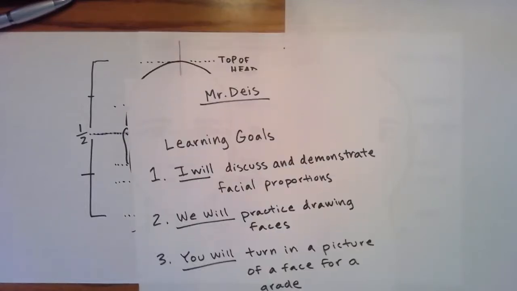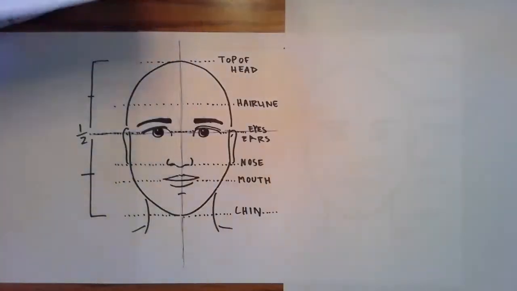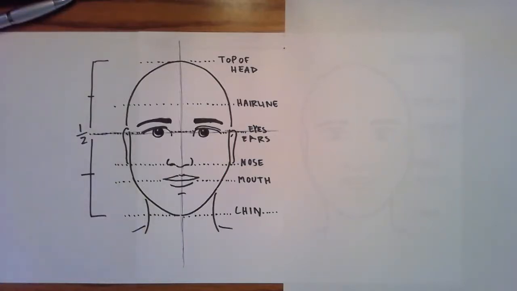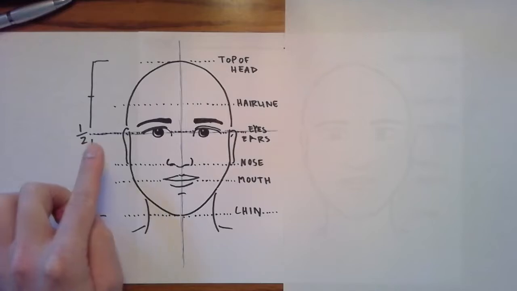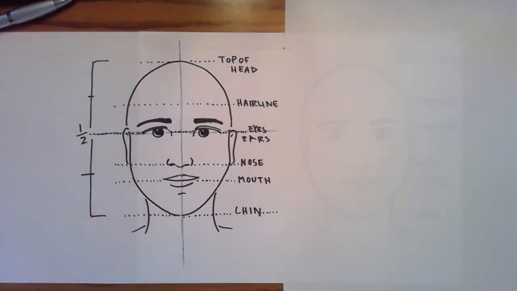Now facial proportions look like this. This is a drawing I did, and I put little dotted lines and even put a little halfway measurement there to show you where things should be. I even have a line coming right down the middle of the face to remind you that human faces are fairly symmetrical, meaning they're about the same on both sides.